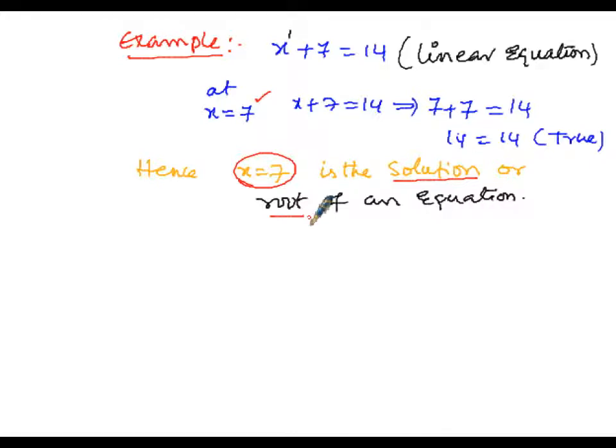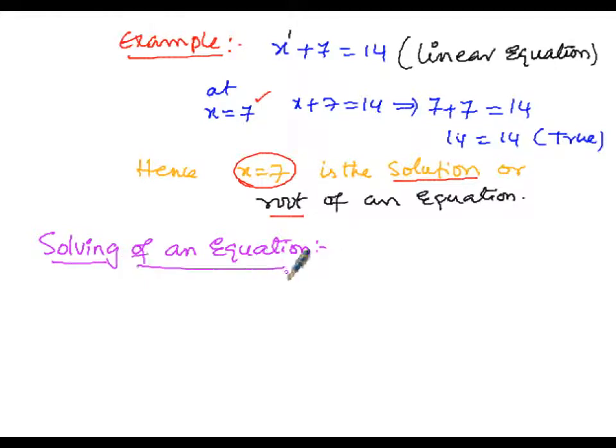Now the definition of solving an equation: the process of finding the particular value of the variable. So here the x value is 7. The process involved in finding the value of the variable is called the solving of the equation, or in other words, the process of finding the value of the variable which makes both sides of an equation equal is called solving of the equation.